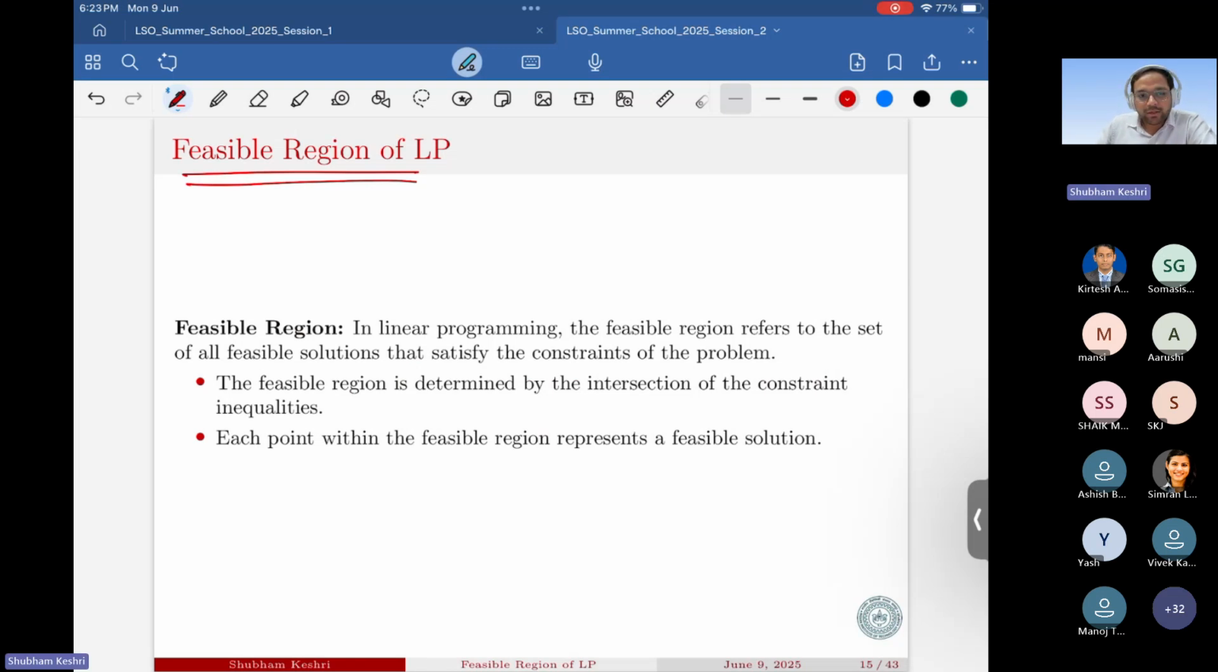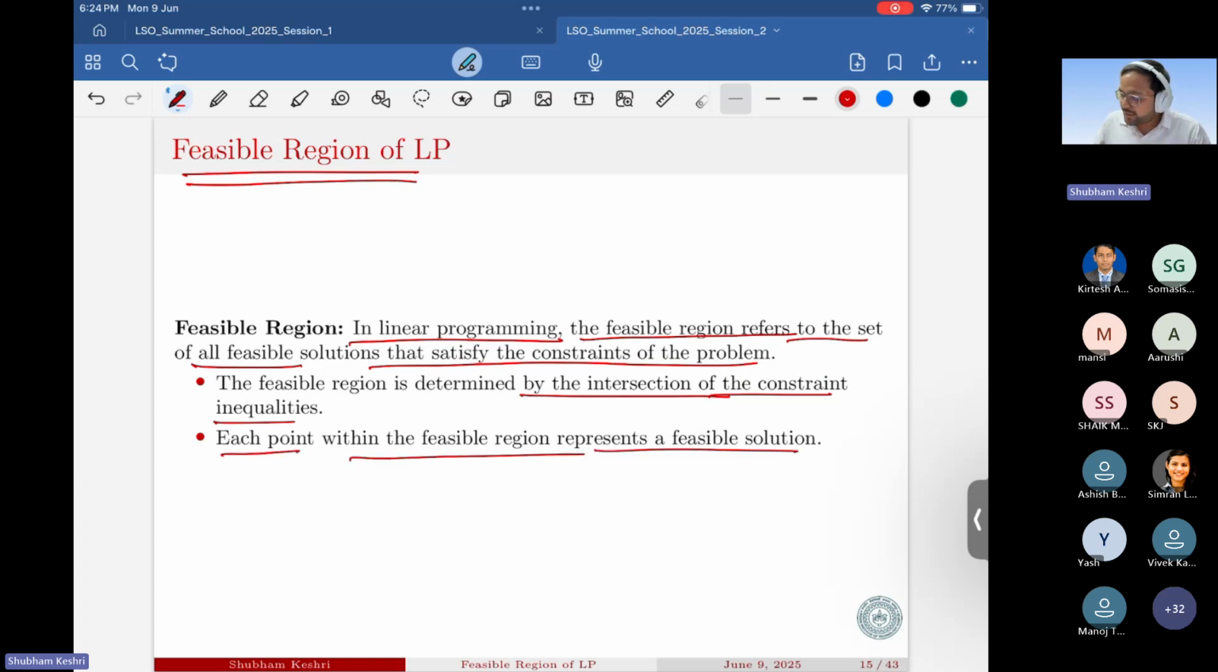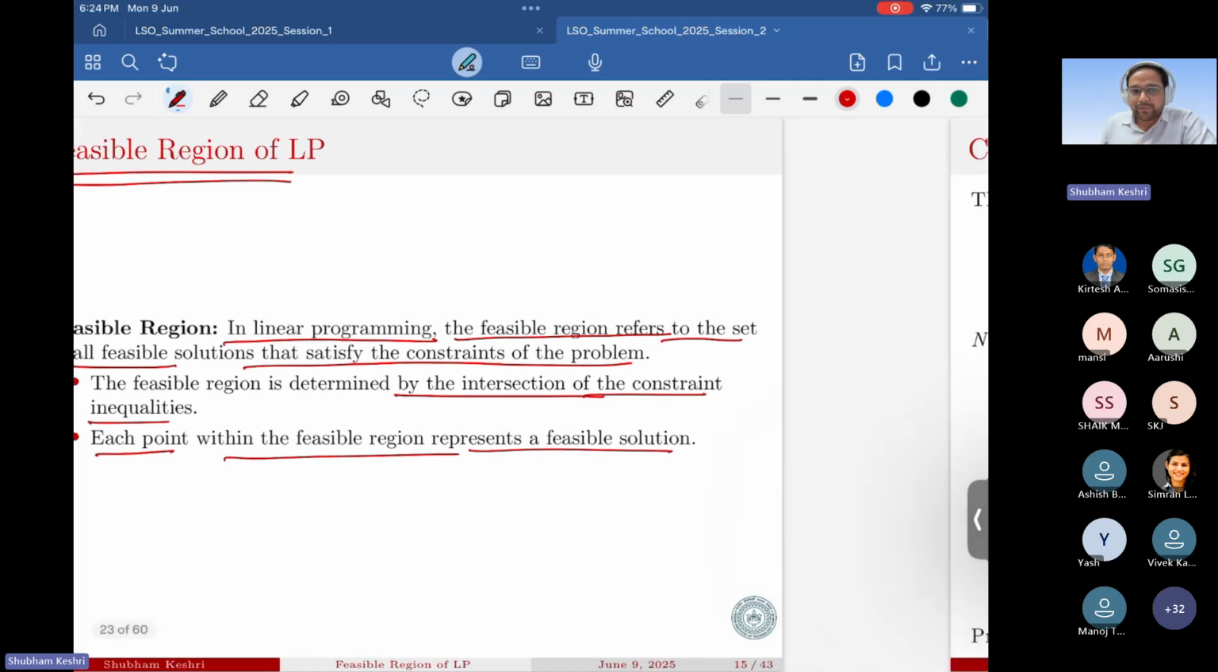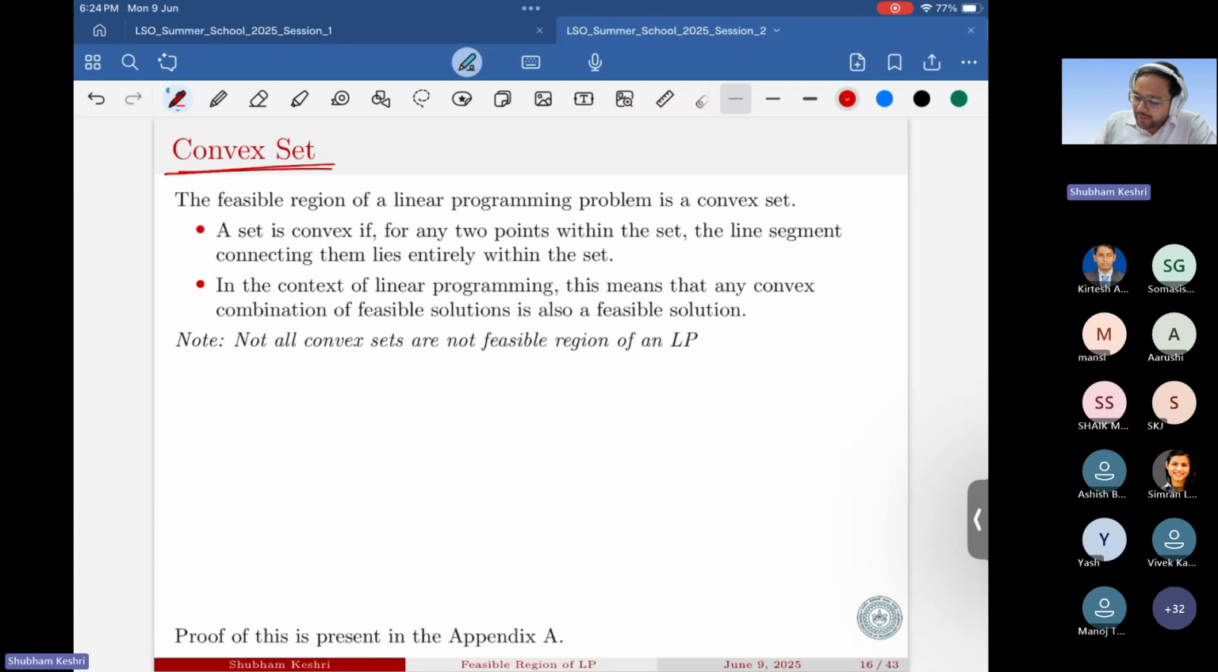So, the feasible region of an LP. What is the feasible region of an LP? In linear programming, the feasible region refers to the set of all feasible solutions that satisfy the constraints of the problem. We know this. The feasible region is determined by the intersection of the constraint inequalities. So we see which is the intersection region of the constraints. Each point within the feasible region represents a feasible solution. These are all things we already know, but this is here for a reason, because we will proceed forward and we will see a convex set.